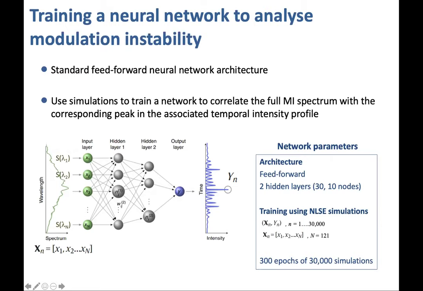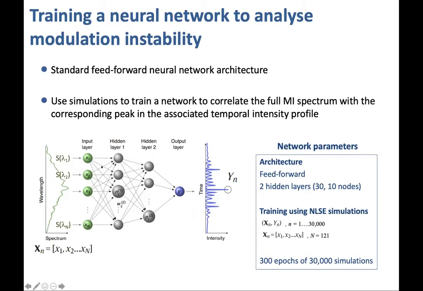The most important thing here is that we generated a large ensemble of single shot spectra corresponding to modulation instability dynamics using the nonlinear Schrödinger equation. Then these single shot spectra are discretized into spectral bins, which are our input here, and they are passed to the neural network. The output of the network is the corresponding maximum time domain intensity associated with the particular spectrum we feed to the network. And we used something like 30,000 simulations to train the network.